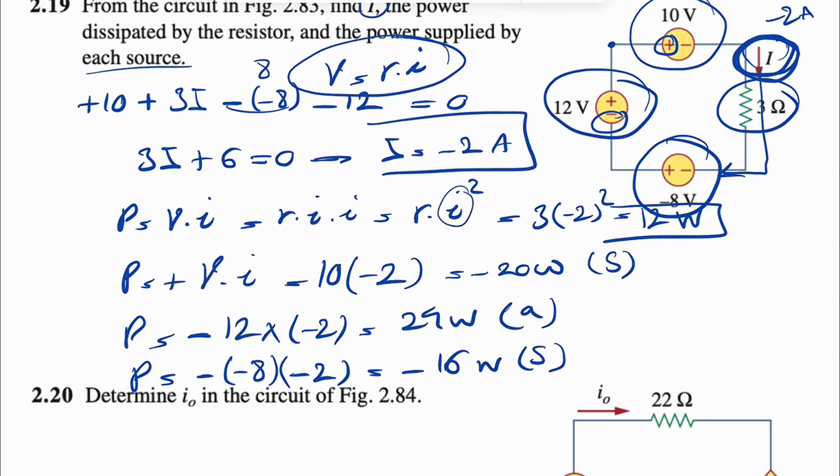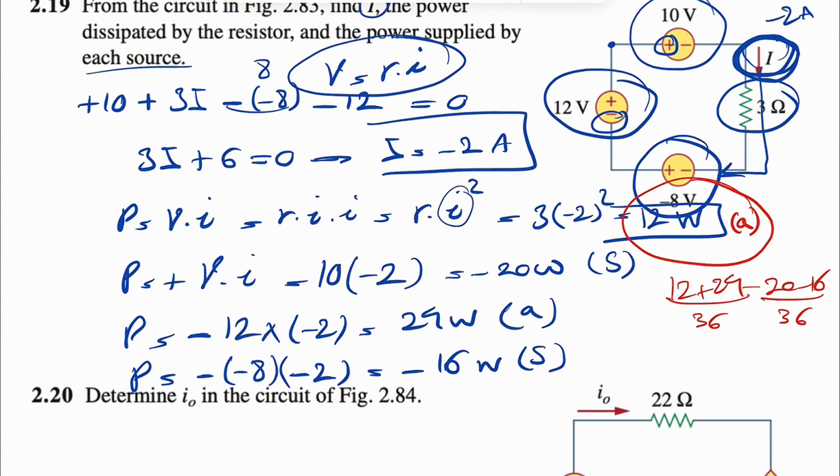And just to double check the answers that you have, the sum of all this has to be 0. Basically, whatever is absorbed should cancel out whatever is supplied. As I mentioned, the resistor is also absorbed because a resistor always dissipates power. So if you do a quick calculation, we have 12 plus 24, negative 20, negative 16. This is going to be 36, and this is going to be 36. So it will be equal to 0, and our power check is actually working.